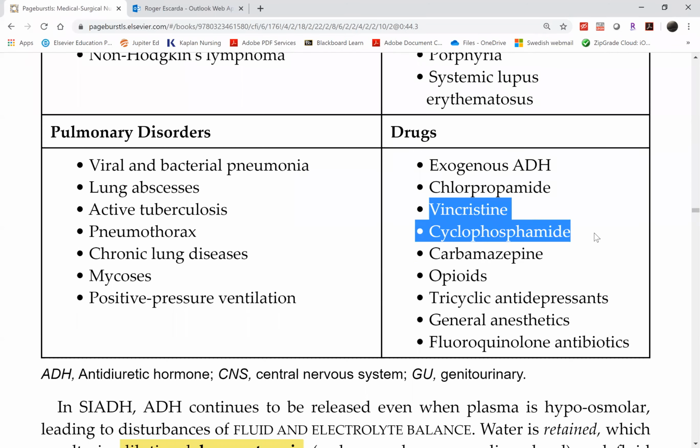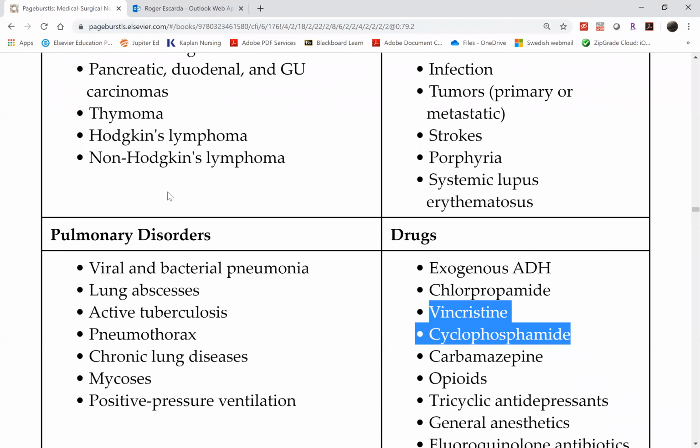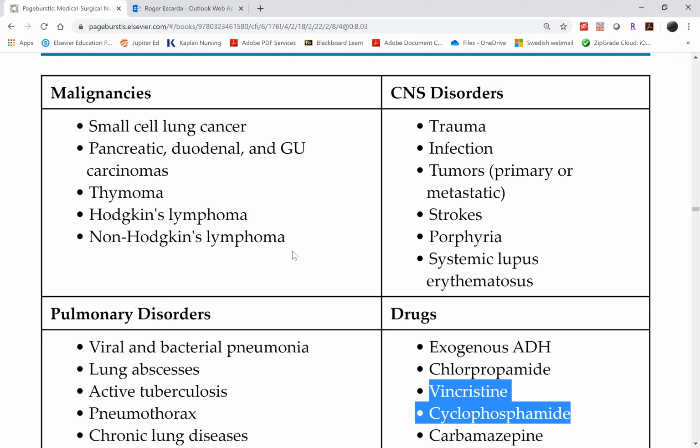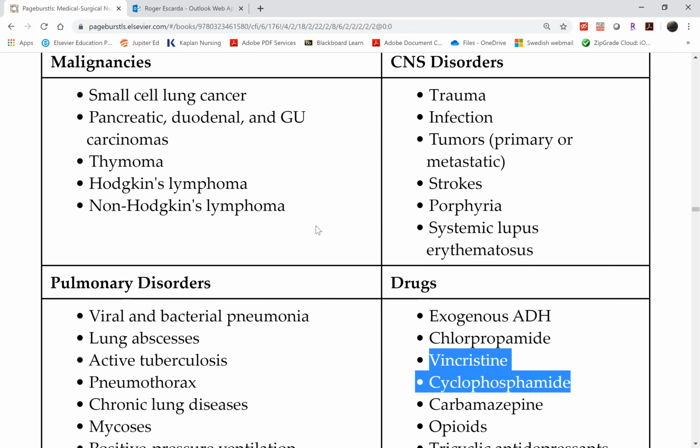These 2 were mentioned in chapter 22 as well. These are used for chemotherapy. And they, of course, are the reason why certain cancers can lead to SIADH. So not only the drug, but the cancers themselves, either primary or secondary tumors of the brain. So here, for instance, lymphoma could be a secondary tumor growing in the brain. Same thing for lung cancer.